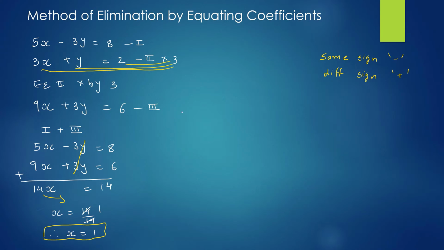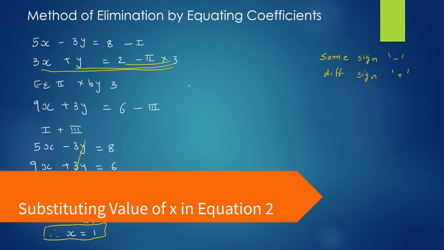Now we have to substitute this value in either equation 1 or 2, or you can substitute in equation 3 also. You will get the same value for y. Observing the equation, in equation 1 there is negative 3y, and in equation 2 y is alone. It is better to substitute in equation 2 for a quick answer.